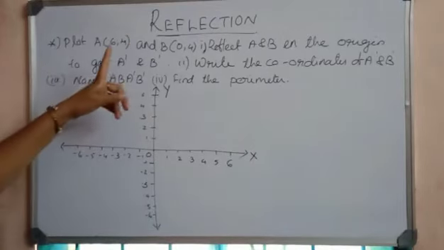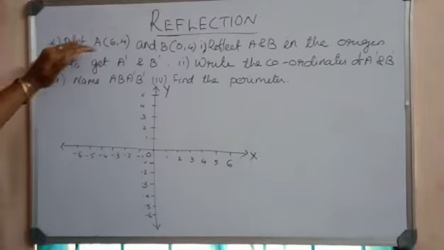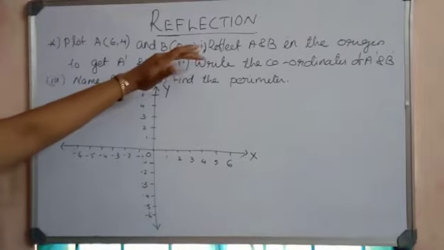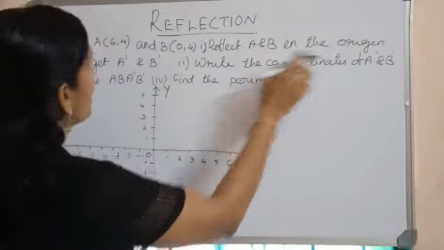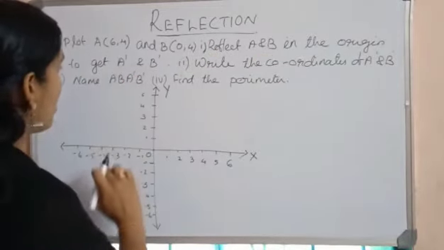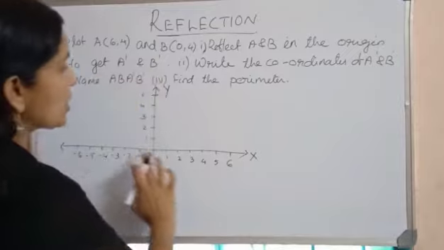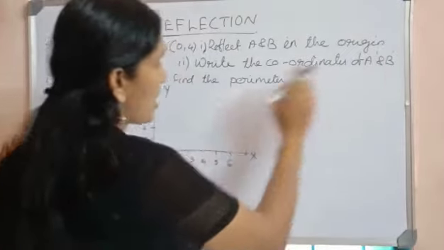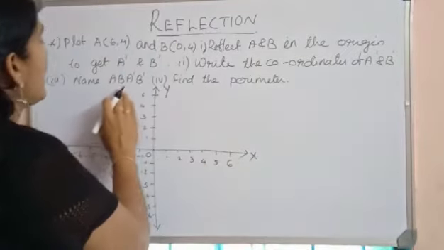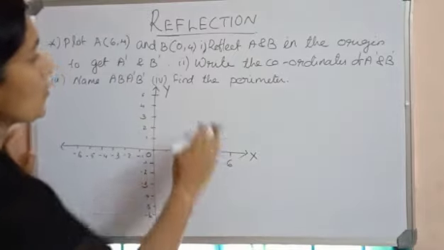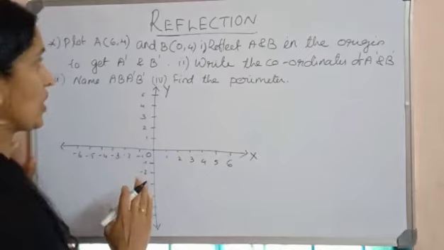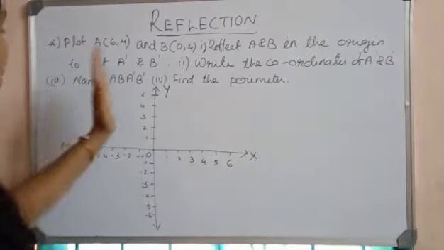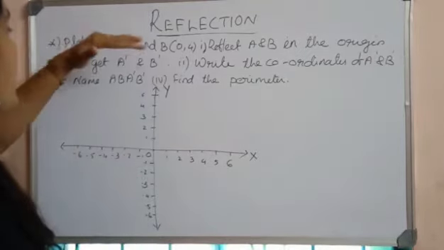Look at this question. Using a graph paper, plot A (6, 4) and B (0, 4). Reflect A and B in the origin to get A dash and B dash. Write the coordinates of the images A dash and B dash. Name A, B, A dash, B dash. Find the perimeter of A, B, A dash, B dash. This is the question. So first, let's use a graph paper and plot the points A and B.